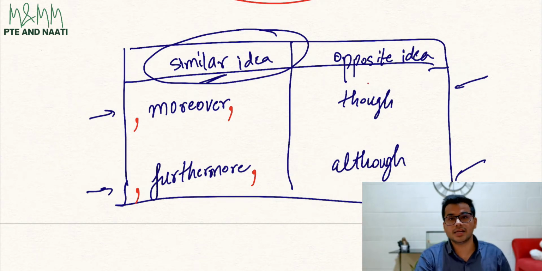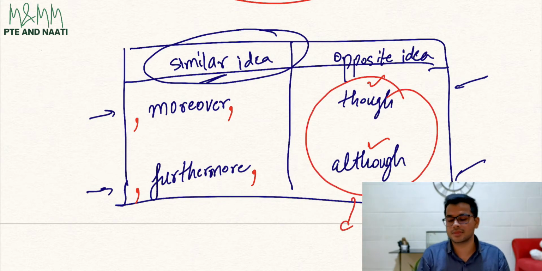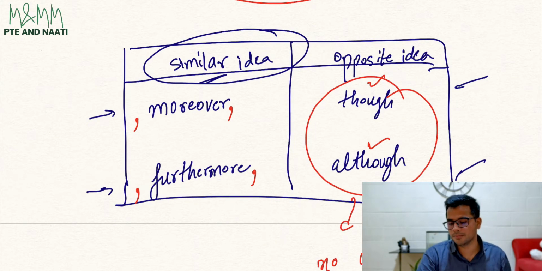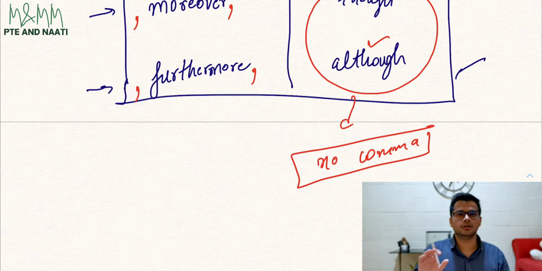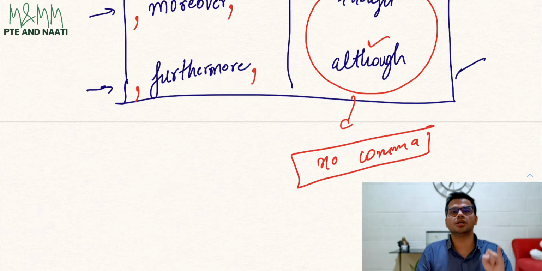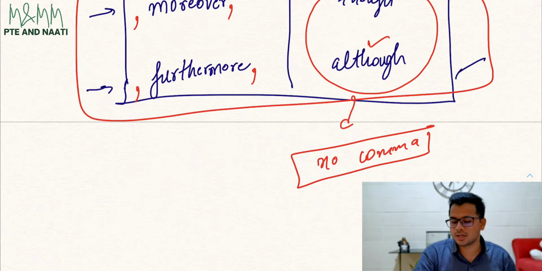And for opposite idea connectors, it's even easier, because if you use "though" and "although", you know for sure that you don't have to put a comma on either side. That means there is no comma for though and although. If you use these connectors, you don't have to put a comma before, and you don't have to put a comma afterwards. How easy is that? Without using any comma, the best part is you're going to get a full score in your grammar part. So that is why prefer using these 4 connectors.